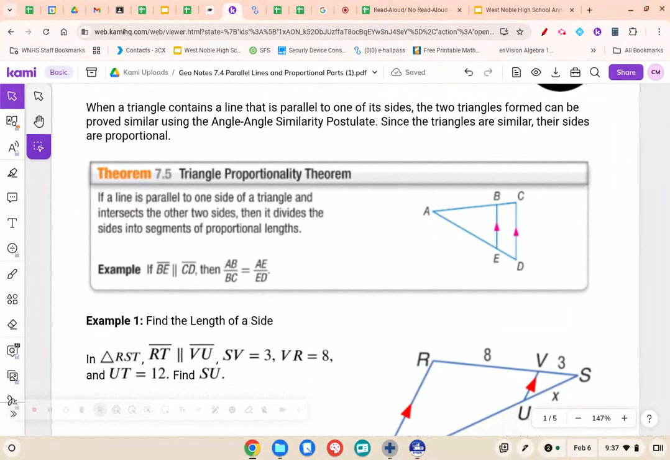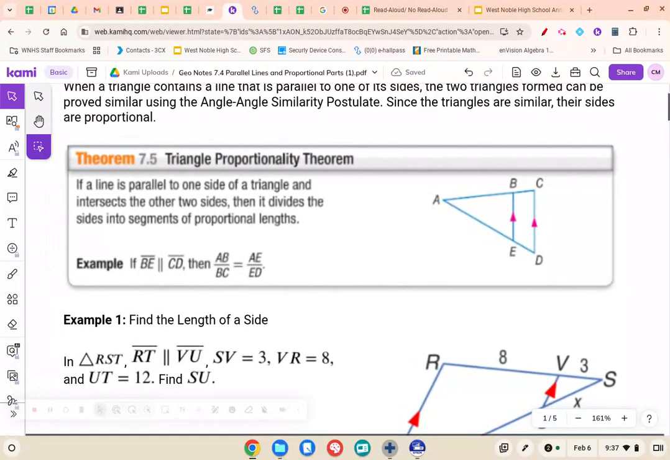When a triangle contains a line that is parallel to one of its sides, the two triangles formed can be proved similar using the angle-angle similarity postulate. Since the triangles are similar, their sides are proportional. So we have the triangle proportionality theorem. If a line is parallel to one side of a triangle and intersects the other two sides, then it divides the sides into segments of proportional lengths.